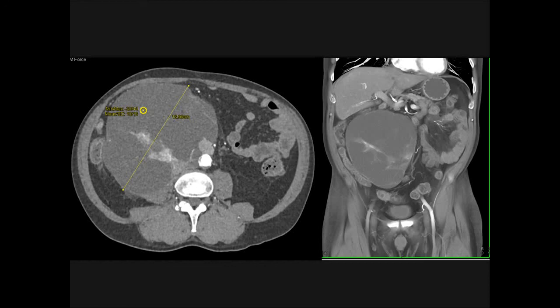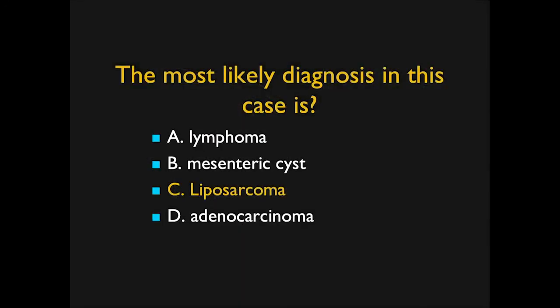Just a beautiful example. Now, if you were dictating it, you would say it's a sarcoma. Could be a malignant fibrous histiocytoma. It's an aggressive malignancy, but liposarcoma is a good choice, and that's what it was.